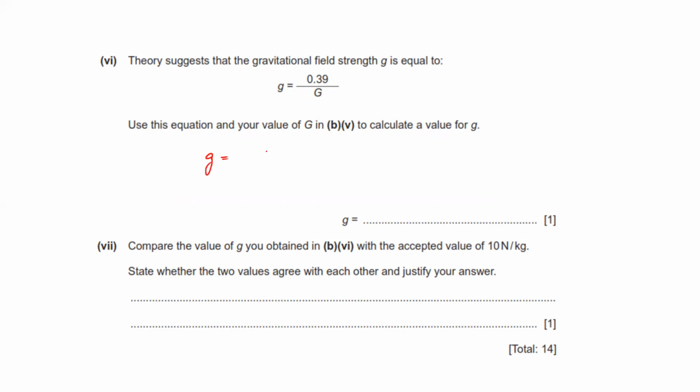So we calculated it around 0.39 and we divided by 0.04. So it comes out to be something around 9.75. You can say newtons per kg, the value of G. And this value of G is 9.75 newtons per kg. Okay, so how do you compare the value of G, and the accepted value is 10.